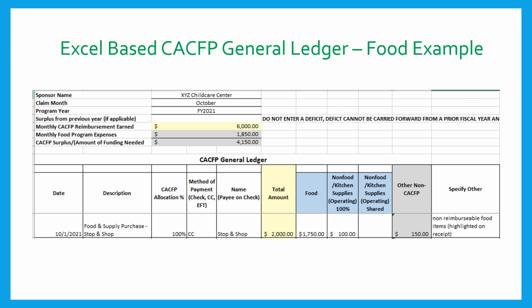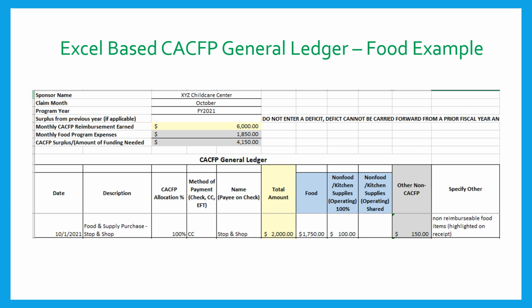For this example, food and non-food supplies are 100% CACFP. Enter the method of payment and the name of payee. So we paid with a credit card and the name of payee is Stop and Shop. Enter the total amount of the receipt, which is $2,000 for this example. This is an important piece. You must enter the total amount that ties back to your source document, the receipt.